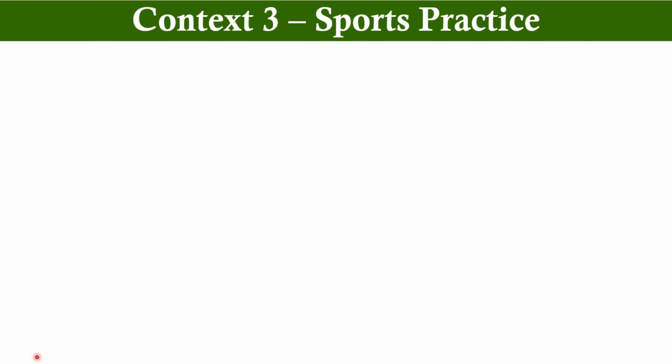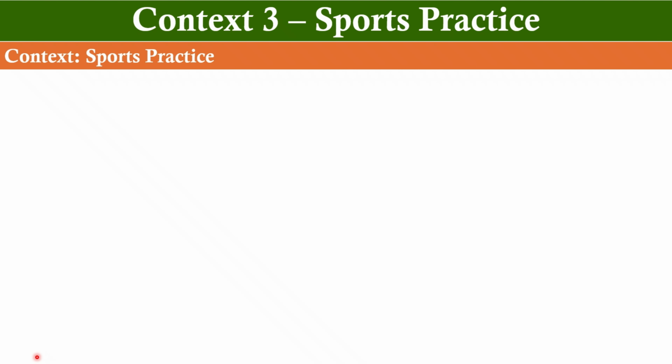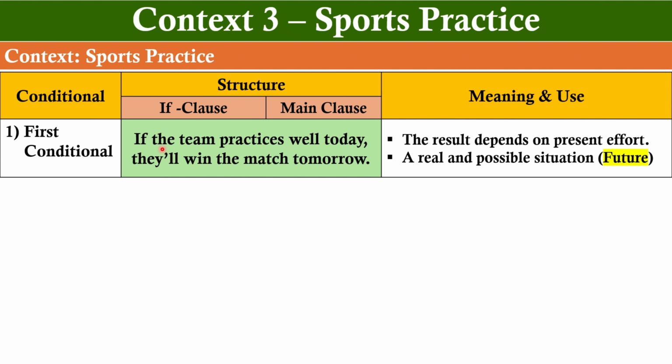Let's look at another situation. The school team has an important match tomorrow. We will see how the meaning changes when we use the first, second, and third conditionals. First, the first conditional. If the team practices well today, they will win the match tomorrow. This is a real and possible situation. The match hasn't happened yet, and winning depends on how well they practice today. So, this talks about a likely and real future possibility.